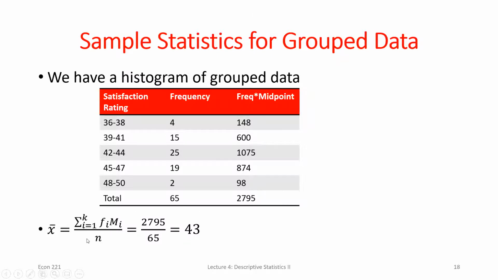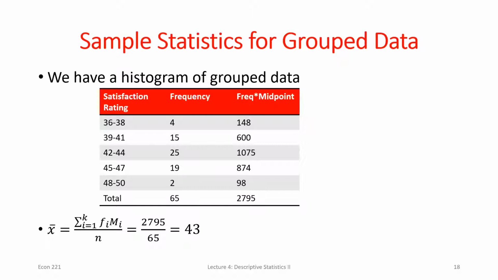I then divide by n, which was really the number of observations in that original data set before it was grouped. But I know I can always find n. If I wanted to, I could just rewrite this as the sum of my frequencies. So those frequencies add up to 65. Okay?